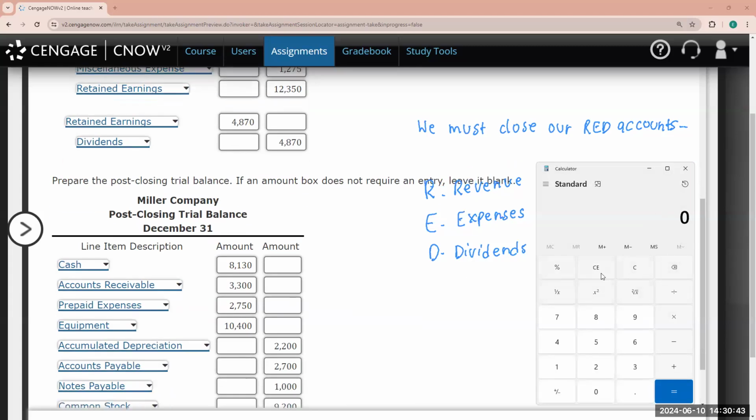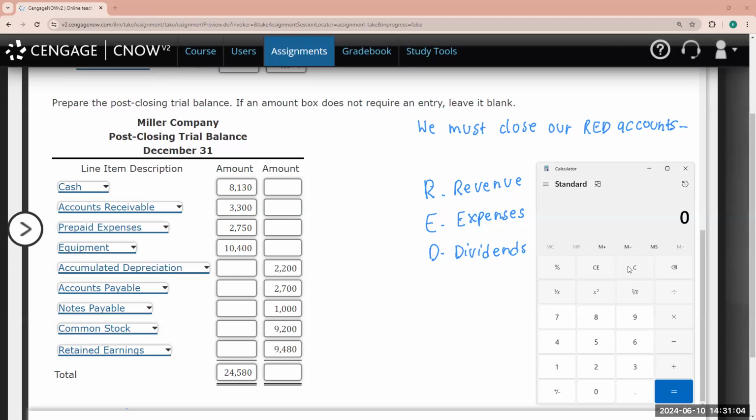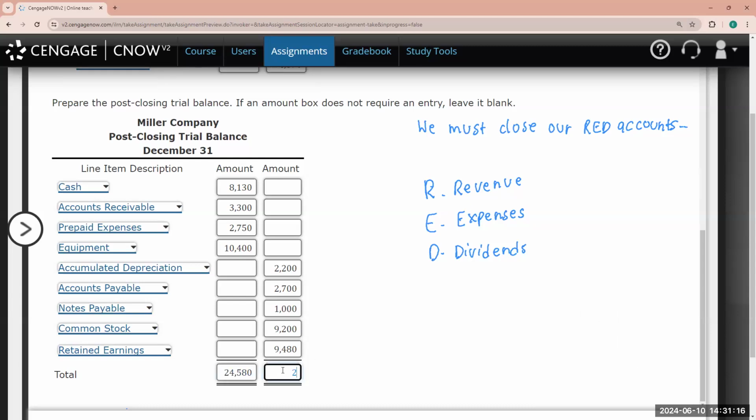Now, the next step is for us to ensure that our total debits and credits tie. So $8,130 plus $3,300 plus $2,750 plus $10,400. That gives us a total ending balance of $24,580. So now we do the same thing for the credit side. We have to make sure that the credits tie. So $2,200 plus $2,700 plus $1,000 plus $9,200 plus $9,480. Perfect. Our total debits and credits tie. We are good to go.